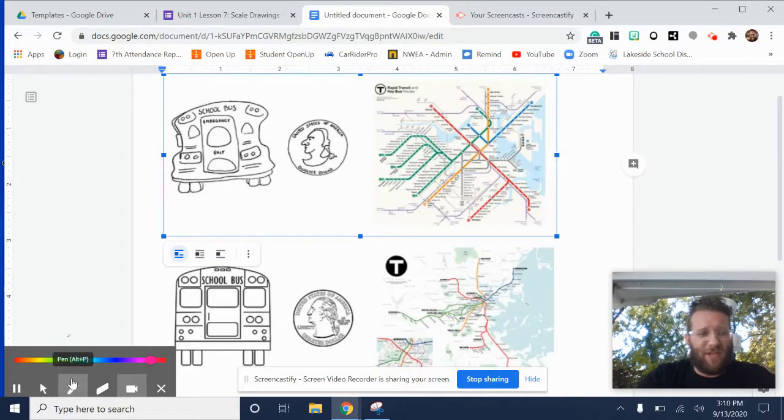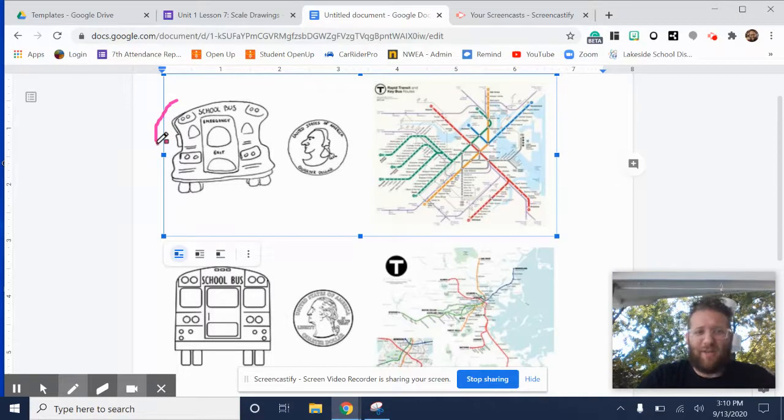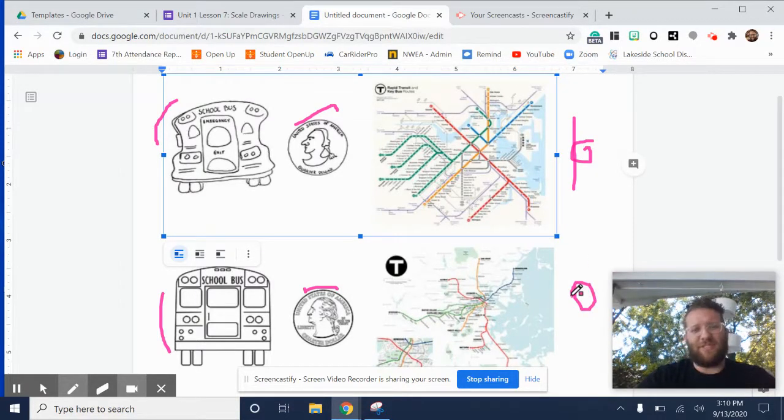So when we look at these, we can see that this is a drawing of a school bus, and this is also a drawing of a school bus. This is a drawing of a quarter, and this is also a drawing of a quarter. And this is a map of a transit system up here, and then a map drawing of the same transit system down here. So we have in essence the same thing, but I think everyone would say that the ones down here at the bottom look more like real life.